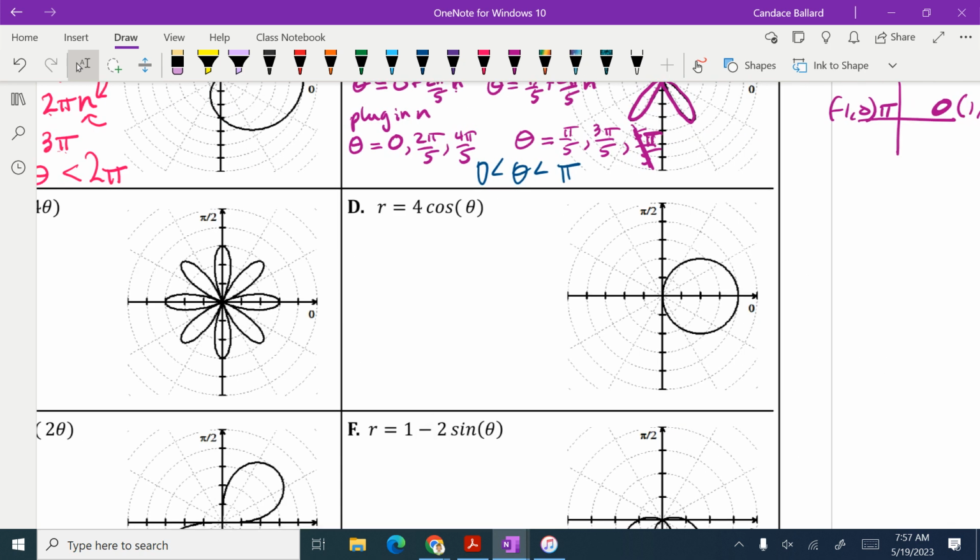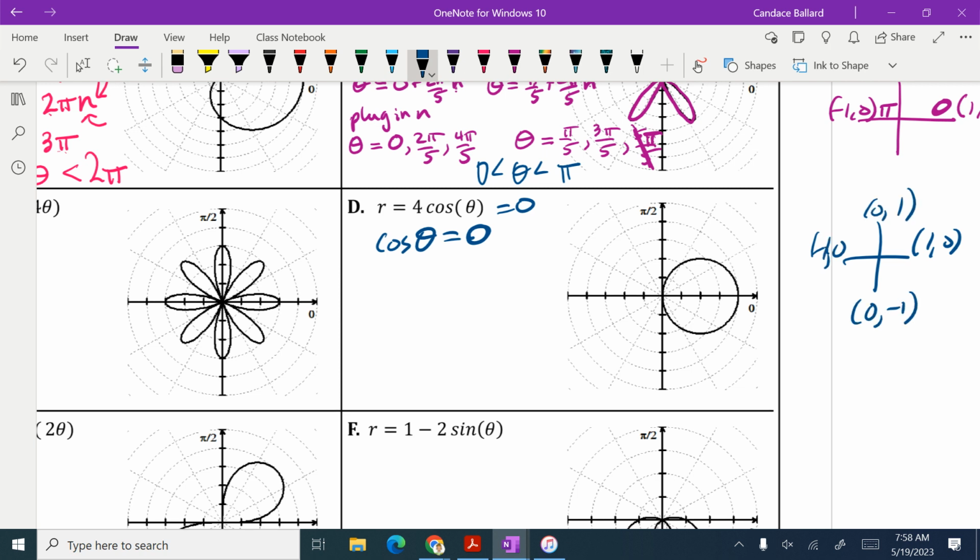All right. So here we're going to set it. Our rule of the game is, what do we set it equal to? 0. Okay. And again, we're trying to figure out what's our domain on this thing. I divide by 4, so I have cosine of theta equals 0. Okay, so where is cosine equal to 0? Where's cosine equal to 0? What radian measures? Pi over 2 and 3 pi over 2.